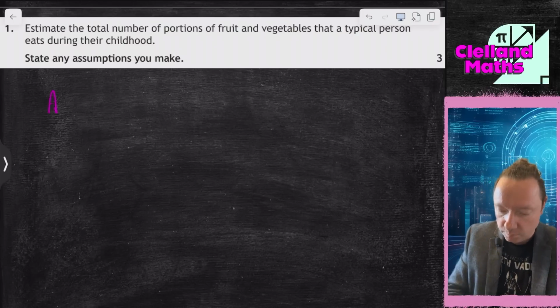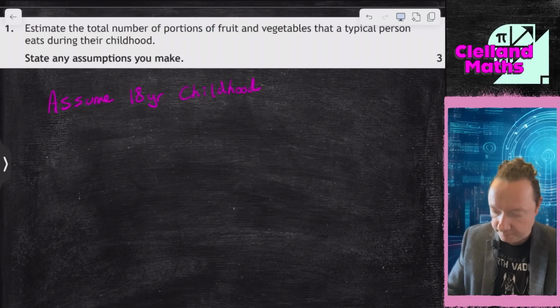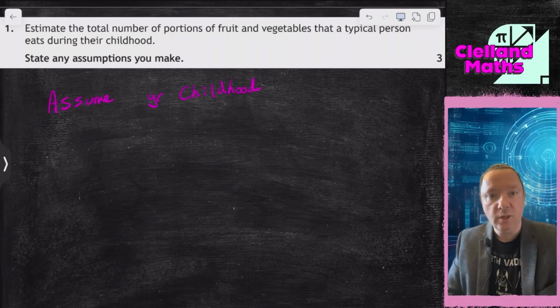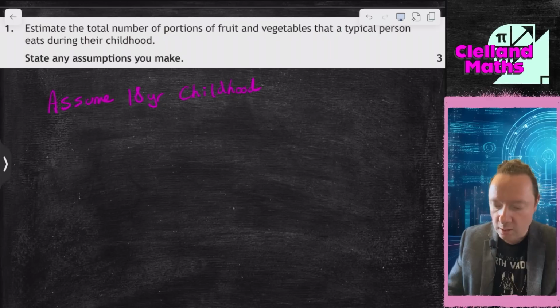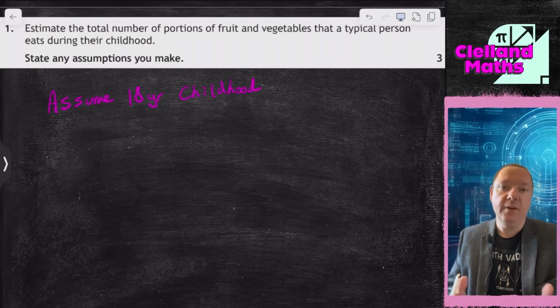So I'm just going to assume, let's say 18 years of childhood. In fact, I might go a little bit lower than that and say 17 years. Let's say as a baby, you don't eat very much. So you've got up to 1, 2, 3, 4, 5, 6, 7, 8, 9, 10, 11, 12, 13, 14. Yeah, let's just assume 18 years. Why not? Let's go 18 years. I think you'll get away with anything that seems reasonable.